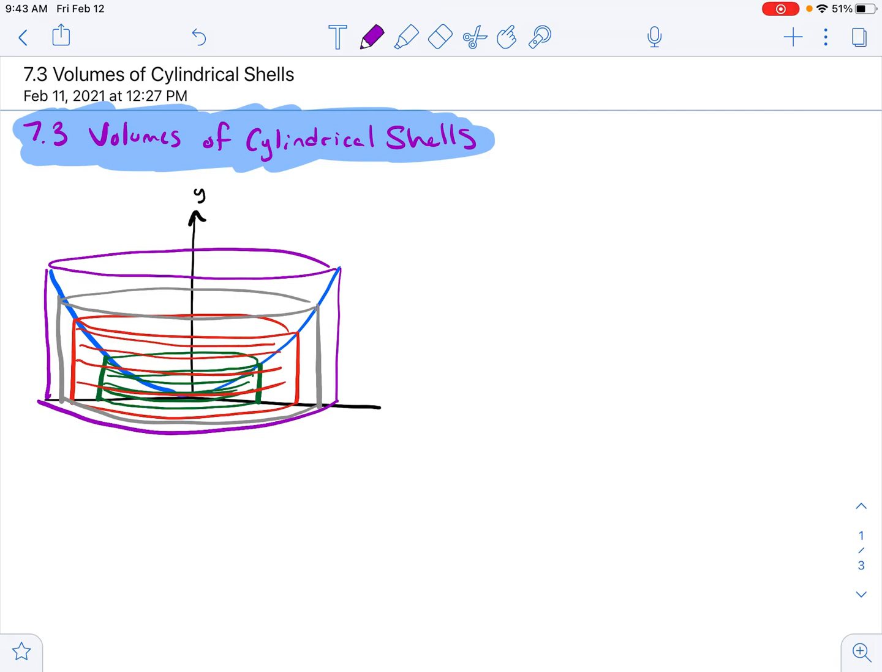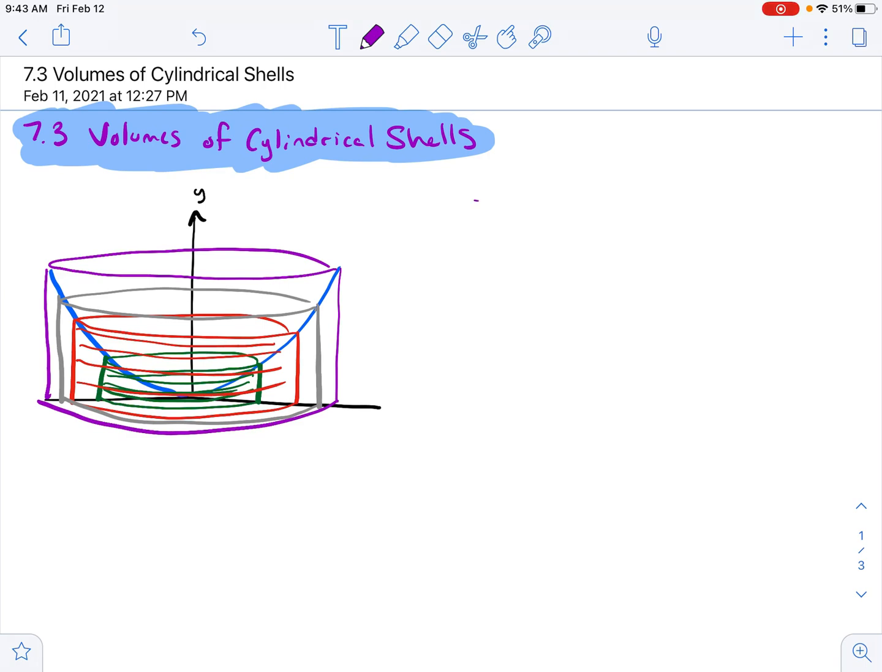The process is the same as with disks and washers. What did we do? We found the volume of a single infinitesimally thin washer or disk, and then we used integration to sum up all those values over the interval. It's a similar process here. We're going to come up with the volume of a single infinitesimally thin cylindrical shell, and then integrate over our set of bounds to add up all of those volumes, giving us the volume of the overall region.